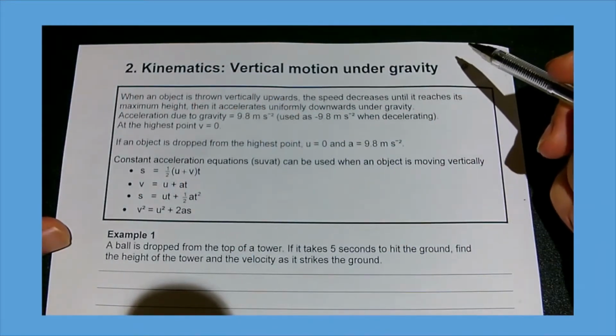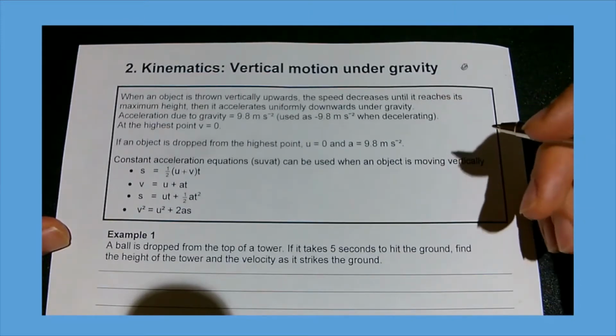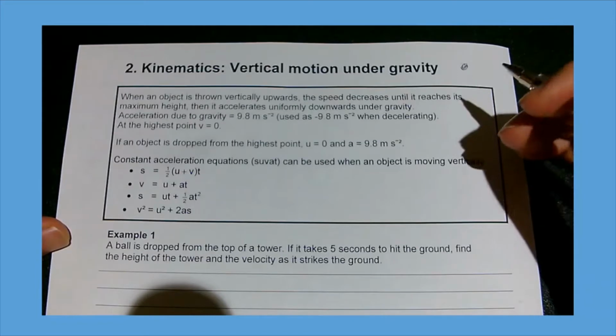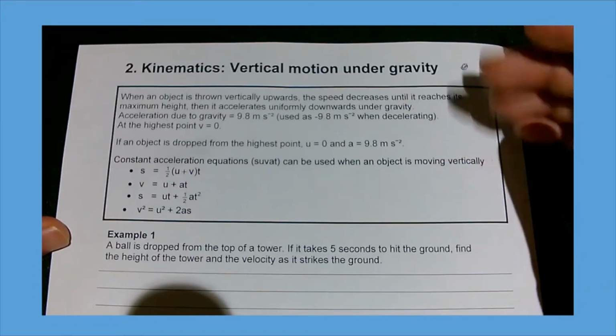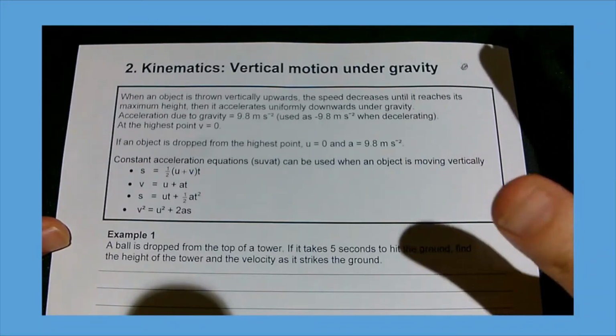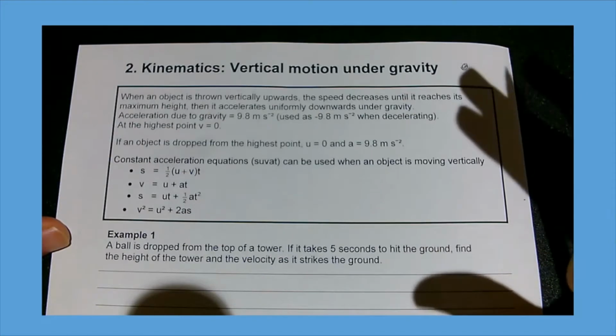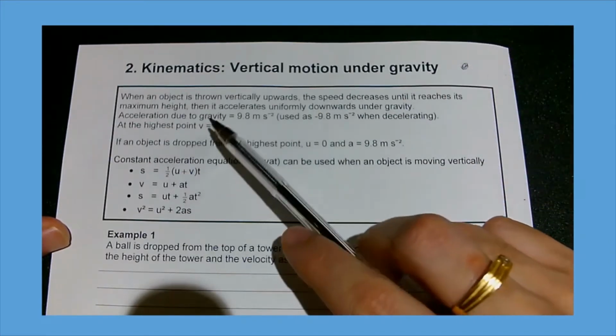Now, when we talk about vertical motion under gravity, we're talking about, in most cases, things being thrown upwards, things being thrown downwards, and in this situation we've got to really be careful with what we declare as positive direction and what we take as negative direction. We've also got to be able to read the question properly. So let's just read through this.